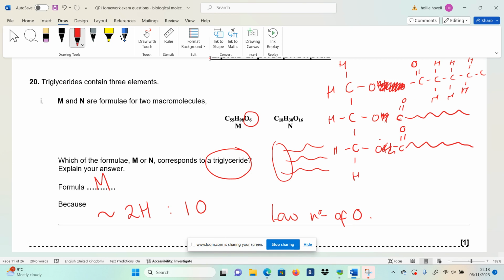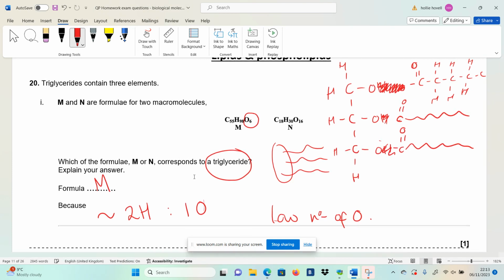Yeah. It says in the mark scheme approximately 2 hydrogen to 1 oxygen. I just copied it. So what we mean is there's approximately 2 hydrogen to 1 carbon. I beg your pardon. Let's make sure we get this right. So approximately 2 hydrogens to every 1 carbon, because 98 is approximately twice 55. Yeah, not exactly, but just approximately. And then we need the really low number of oxygen.